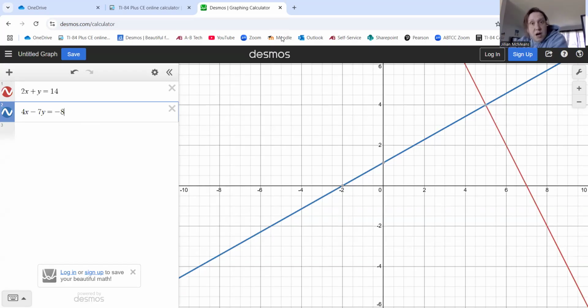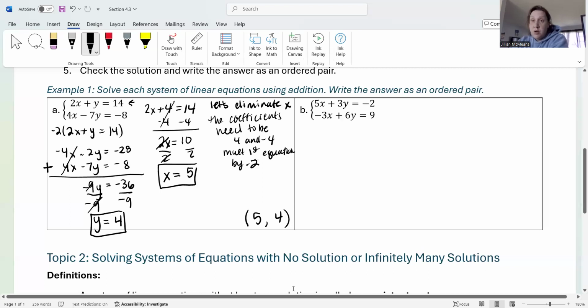I do also want to caution you, use Desmos as a tool, okay? But don't let it do all the math for you. You still need to know how to do the math. Use Desmos more as a way of checking your work, okay?